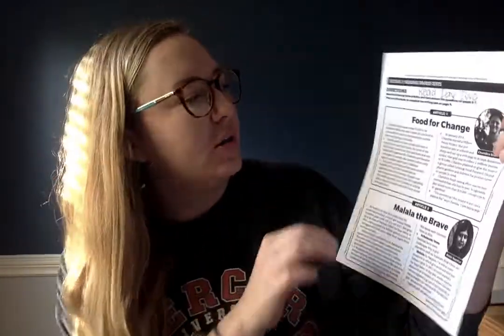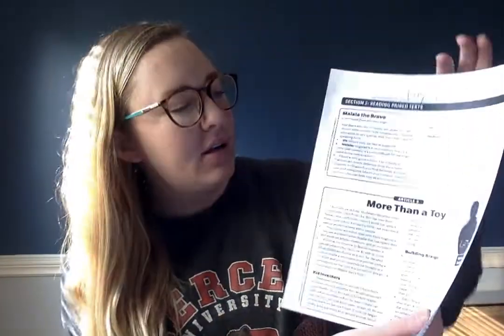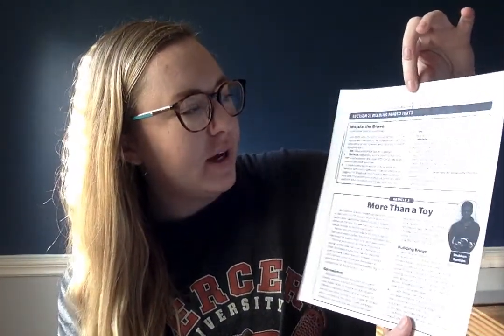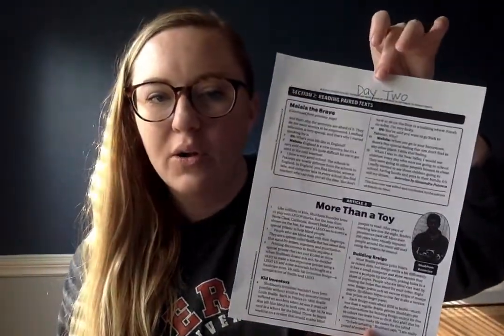I'm going to start with reading. Today you have a passage called Food for Change, a passage called Malala the Brave, and a passage called More Than a Toy. They're 3 really short articles, so it's front and back. You're going to read all 3 of these. They're informational text again, and then you have just one question to answer today.